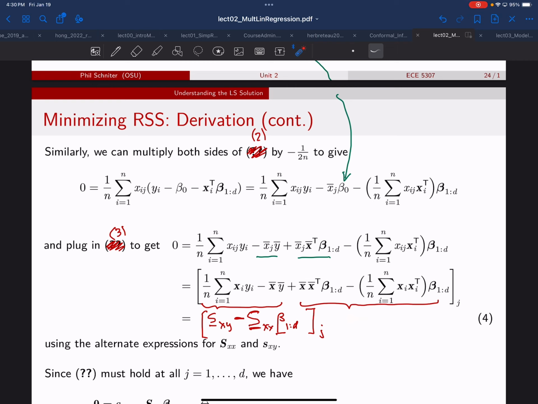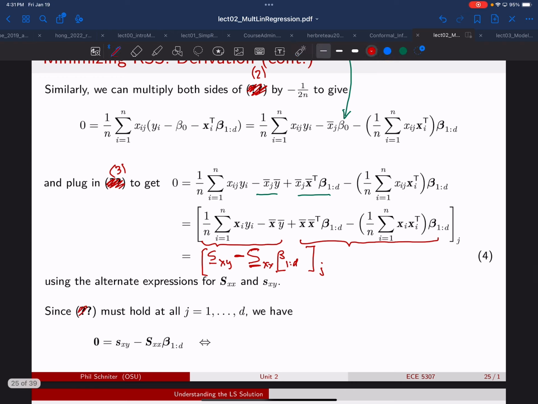Okay, so this should hold for all j. The jth element should be 0. So that means if I consider that happening for all j, so this should be equation 4. That means that entire vector should be equal to the 0 vector. And so from there, we can say equivalently, actually, maybe I'll write it this way. We could say that SXX times beta 1 through D should be equal to SXY.